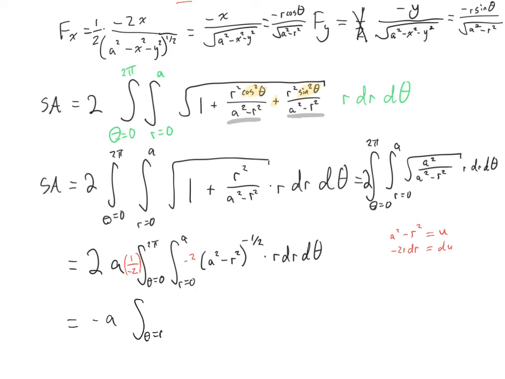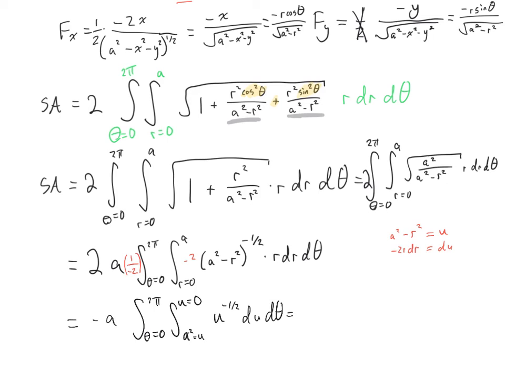Integral theta goes from 0 to 2 pi. Let's just totally switch over into u coordinates. So if r is 0, u is a squared. And if r is a, u is 0. It's okay that those are maybe backwards. That's fine. It's accommodated for by the negative. And this is u to the negative 1/2 du d theta. And we're rocking and rolling.